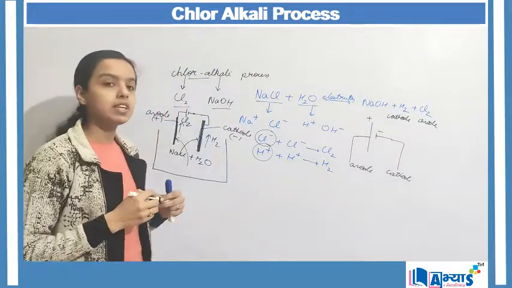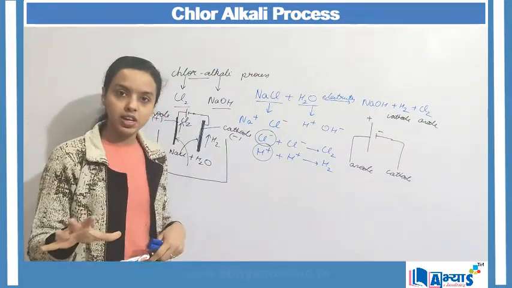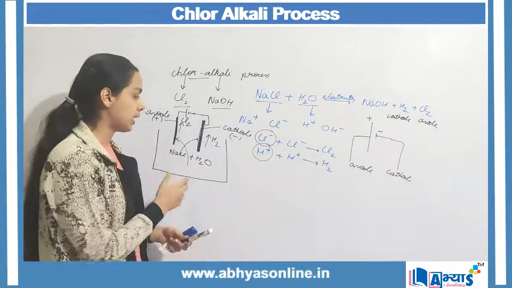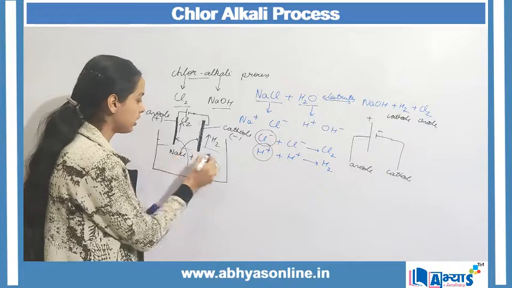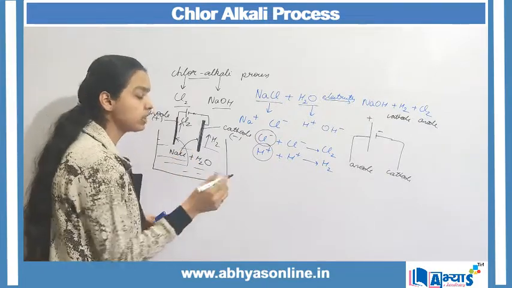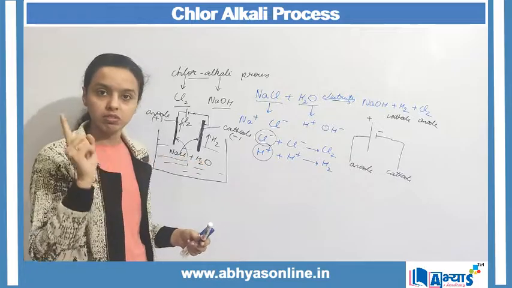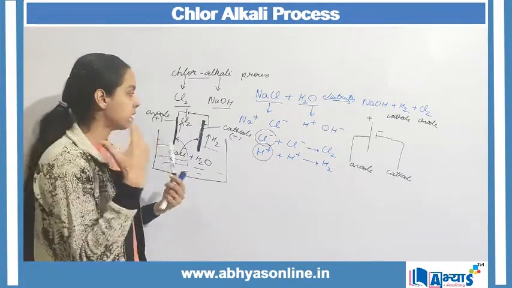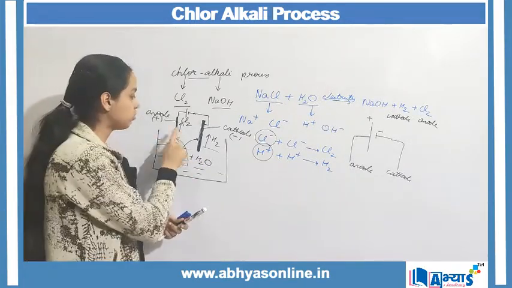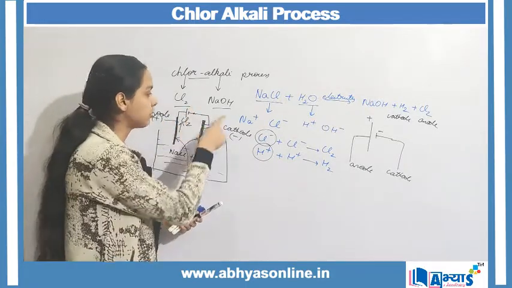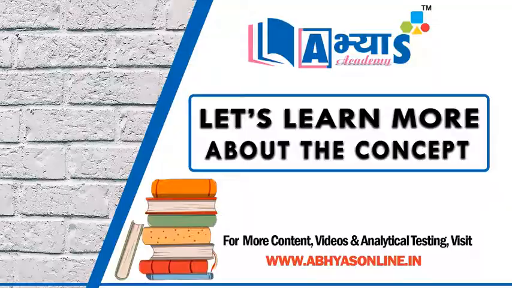So till now we have discussed in detail the chemical equation, the different products, how they are formed, and of course the setup. This setup consists of the liquid NaCl. We have two electrodes, one positive and one negative, determined by which electrode is connected to the positive terminal of the cell and which to the negative terminal of the cell.